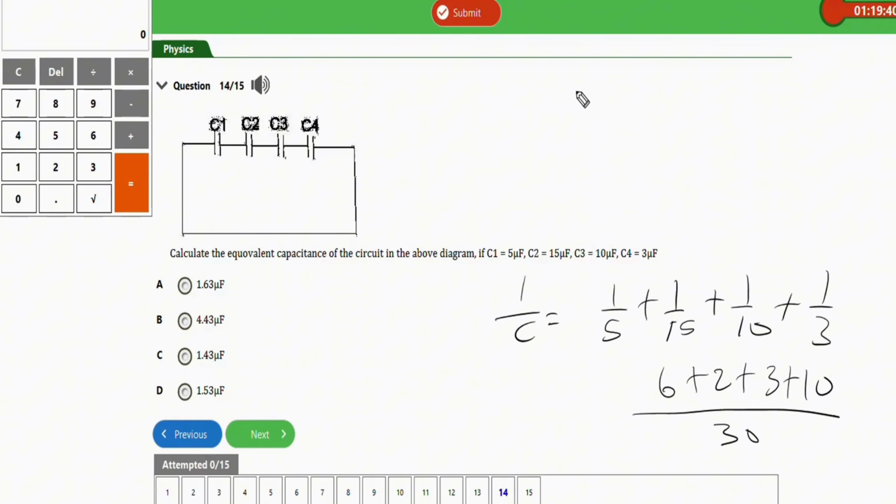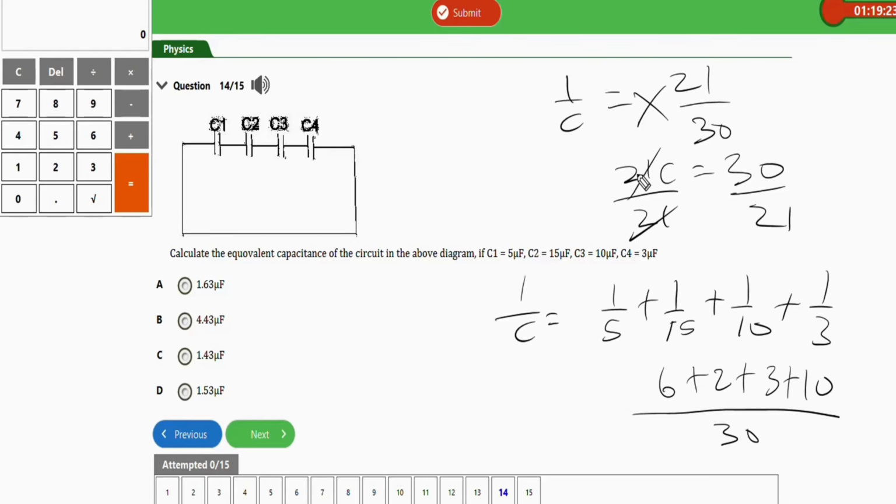When you add what you have there, 10, 16, 18, 21. So we have 1 over C equals 21 over 30. Cross multiply, we're going to have 21C equals 30. Divide both sides by 21. So your C will be, let's punch this on the JAMB calculator, 30 divided by 21. The output will be 1.428. If you are leaving it to 2 decimal places, it will give you 1.43. So the right option is option C, which is 1.43 microfarad. That's it for this question. Let's wipe this now, solve the last question before we end this video.